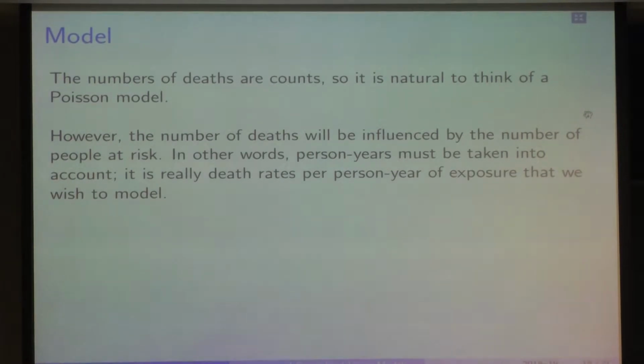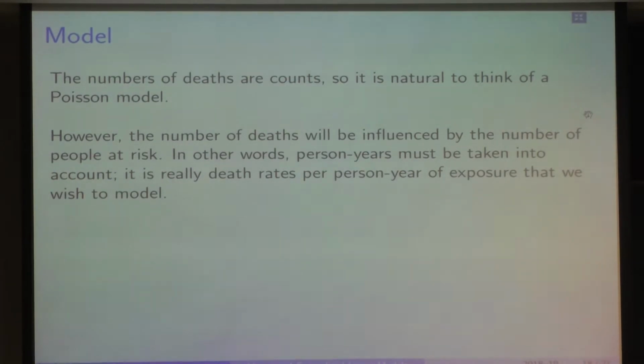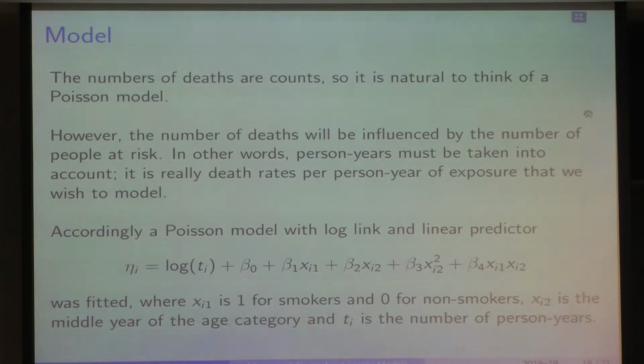We're really interested in the rate per person year, so the rate per exposure, rather than the actual parameter of the Poisson distribution, which will have that information about the exposure included in it, and so would be essentially fitting something which depended on the exposure rather than the death rate, which is what we really want to model. Okay, so here's our Poisson model.